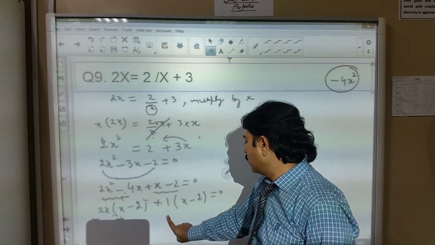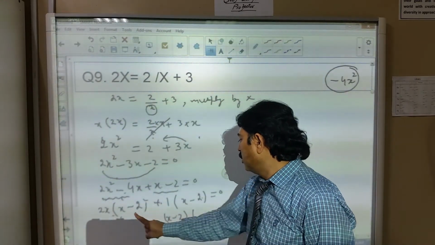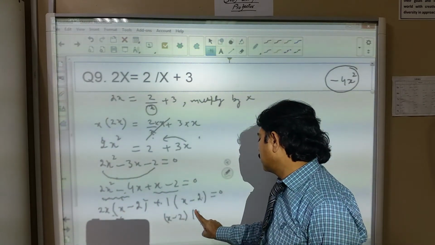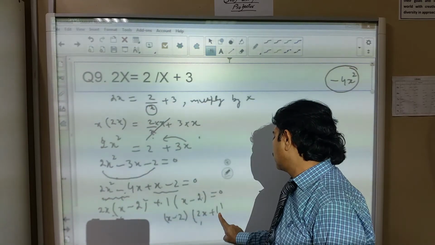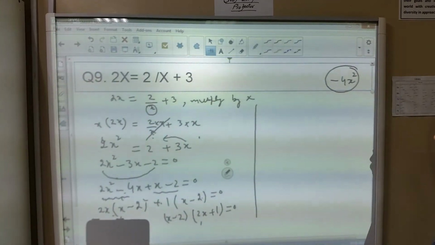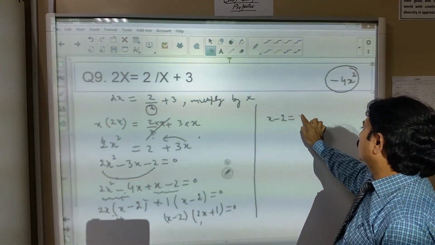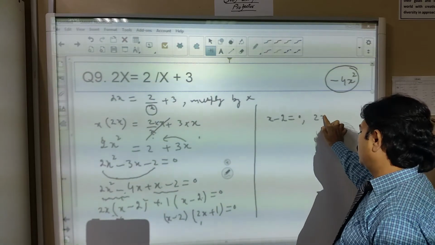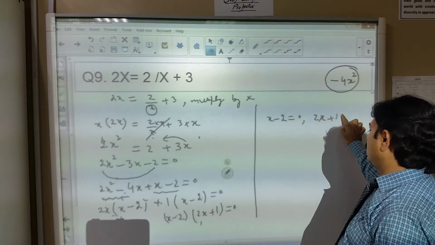x minus 2 and 2x plus 1 is equal to 0. So now we shall solve it further here. x minus 2 is equal to 0, or 2x plus 1 is equal to 0.